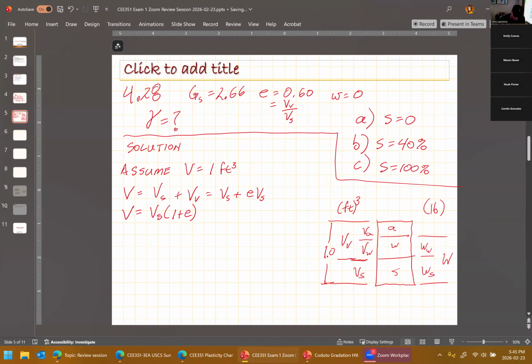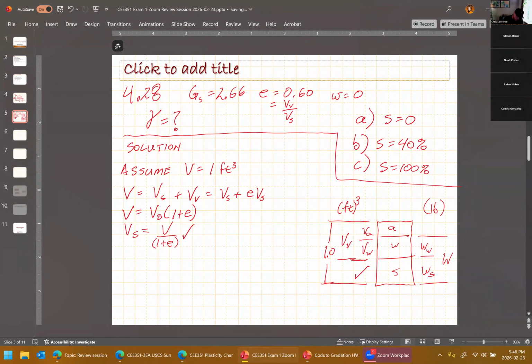Why am I starting here? Because I've got V and I've got e. So now I can say volume of solids equals total volume. If I take out the voids, I'm left with only the solids. So now I can have that number. Okay, I can have that number. And I don't have the numbers in front of me. I'm not going to calculate this, but now I've got volume of solids. Great. I can put that right there. Done.